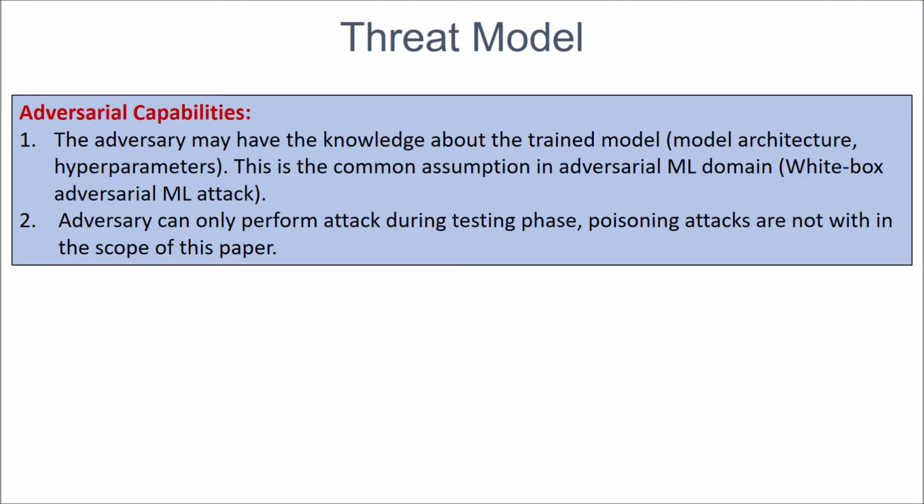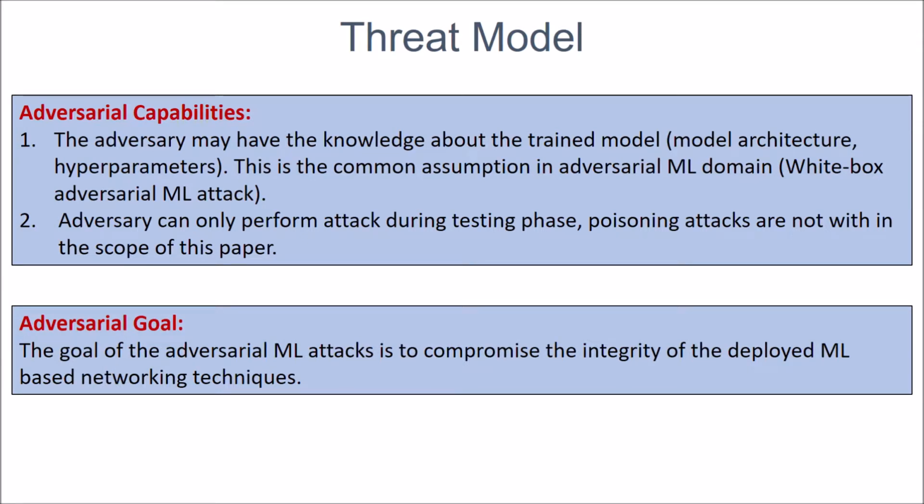So now we'll talk about the methodology. First we'll talk about the threat model. We have selected white box adversarial attacks. The assumption in a white box adversarial attack is that the adversary knows the model architecture, the hyperparameters, and the input data, and the adversary can only perform the attack during the testing phase. Poisoning attacks are not within the scope of this paper, so we'll only talk about attacks at testing time, otherwise known as evasion attacks. The goal of these attacks is to compromise the integrity of the deployed machine learning based networking technique. By integrity I mean reduction in accuracy or targeted misclassification.